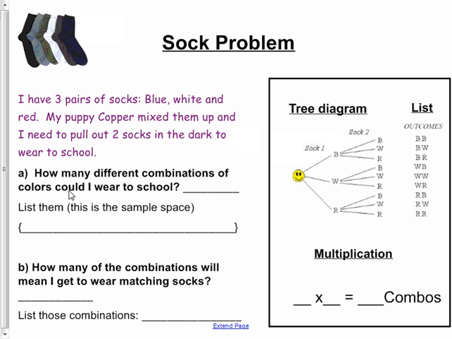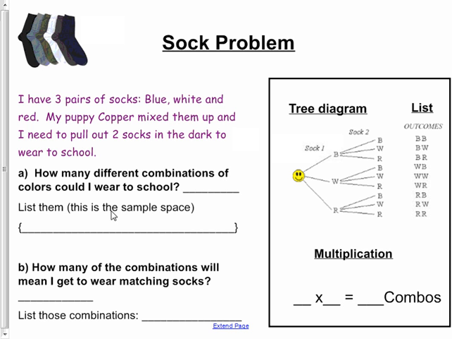Here's my issue. I have 3 pairs of socks. They are blue, white, and red. But I have a new puppy named Copper, and he took all the pairs apart, he mixed them up, and now they're in my drawer, all mixed around. But I got up in the morning and I didn't want to turn the light on, and I pulled 2 socks out of my drawer in the dark to wear to school.